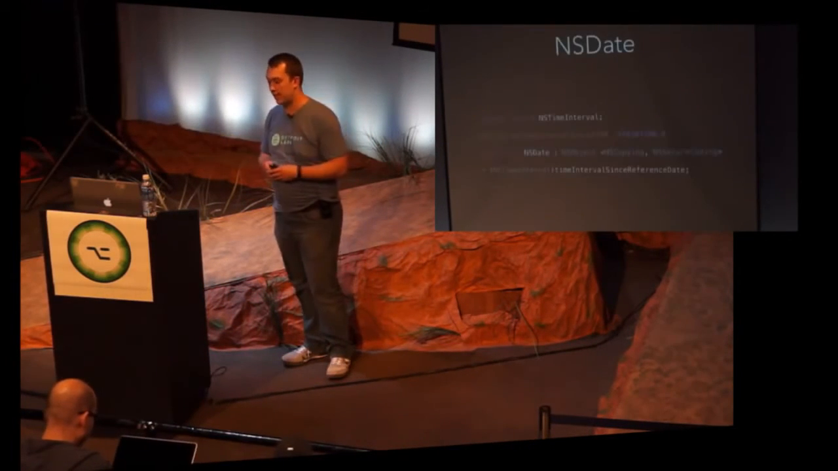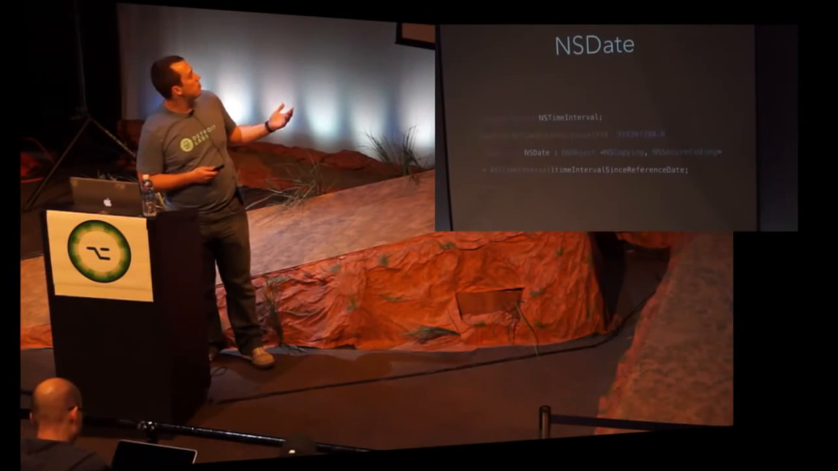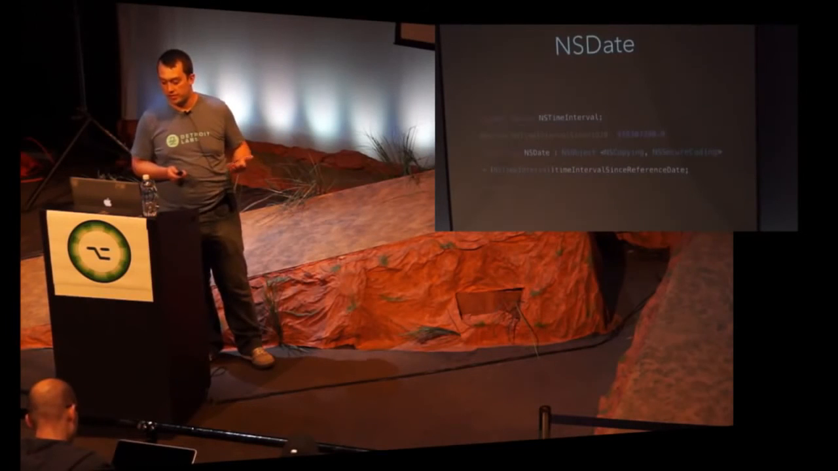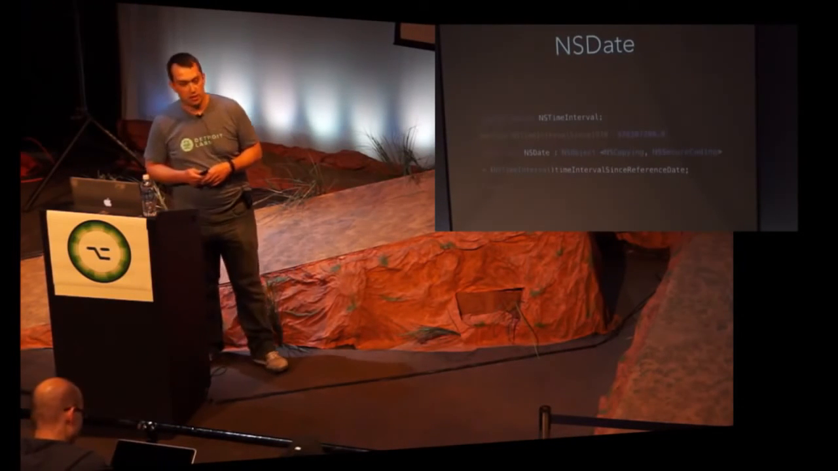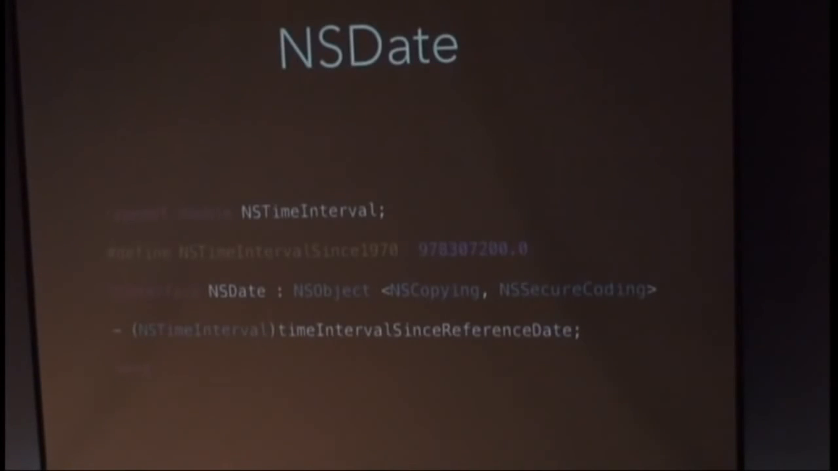So let's look at NSDate. So here's the header. It's pretty sparse. There's really just one thing, which is this time interval. And so being the advanced programmer you are, you say, all right, what are they hiding from me?